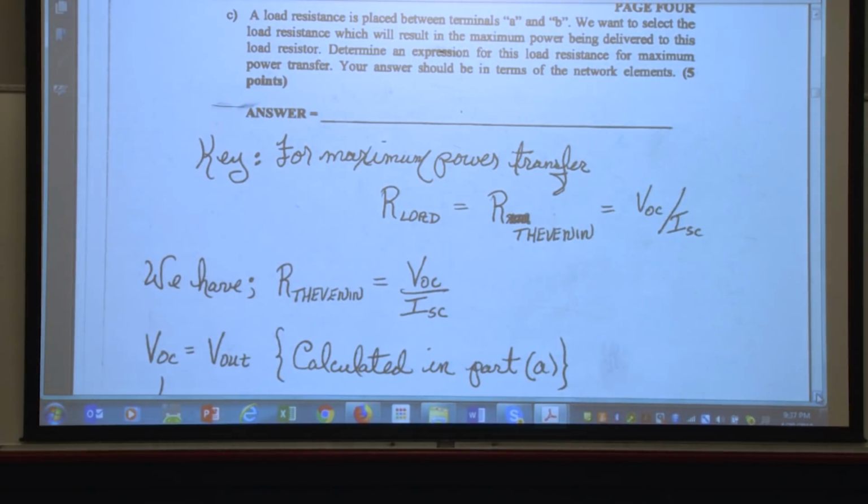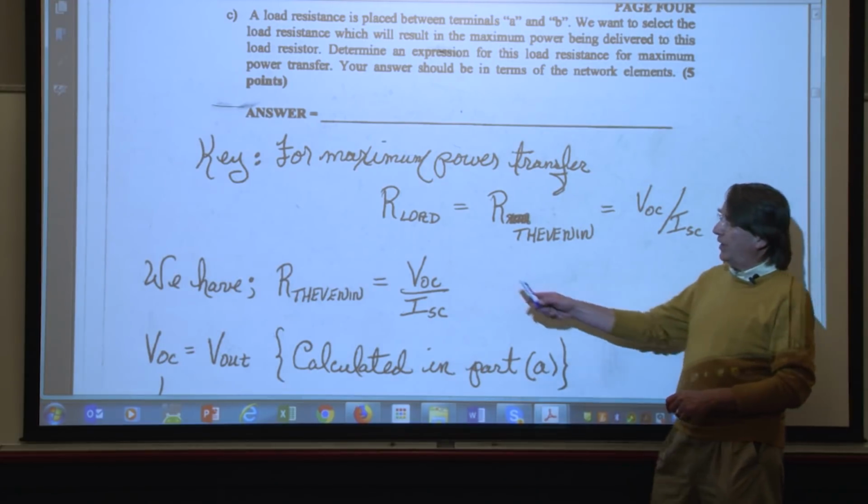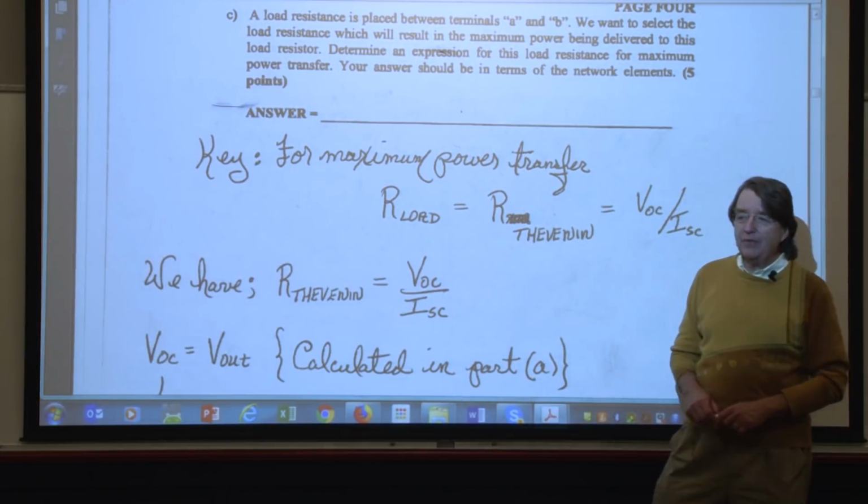Thevenin problem, Thevenin problem. So we now have a Thevenin problem here for part C. Determine an expression for the load resistance for maximum power transfer. Okay? Now, what do I know? Michael, you know this. Michael knows this. Parker knows this. For maximum power transfer, our load has to equal our Thevenin.